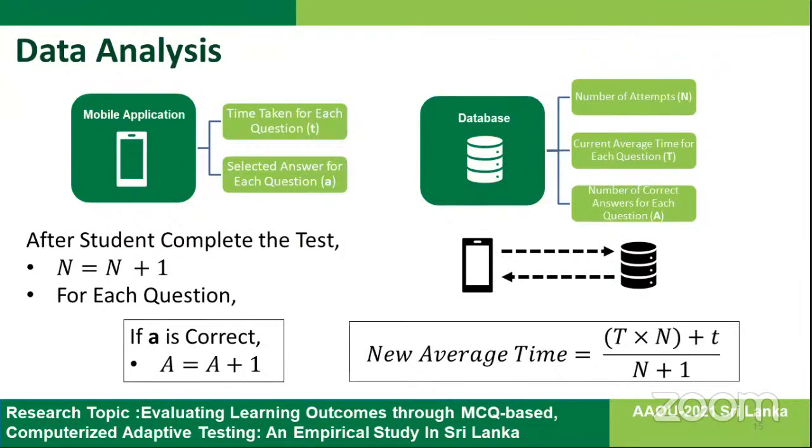From the left-hand side, you can see the mobile application. We assess basically the time taken for each question and the selected answer for each question. So the database stores the number of attempts, the current average time for each question, and the number of correct answers for each question.